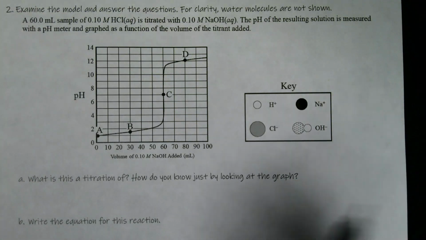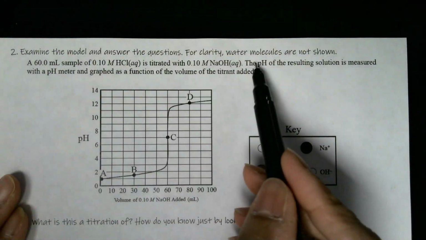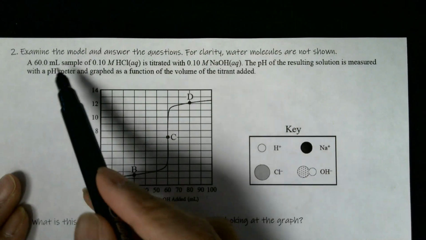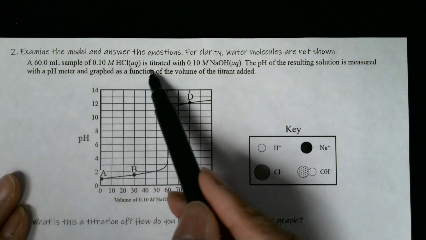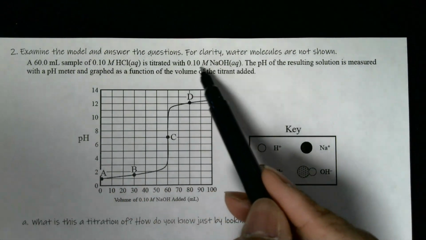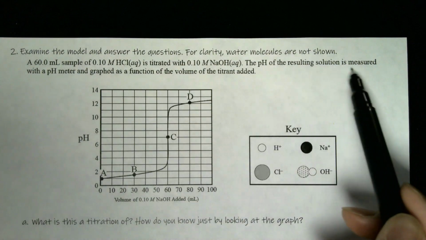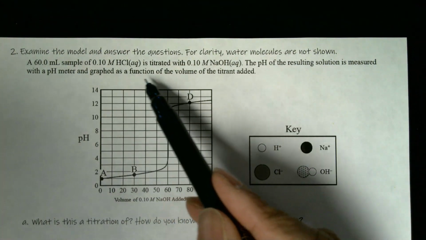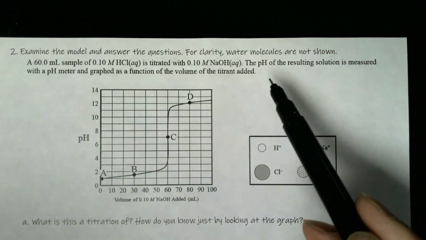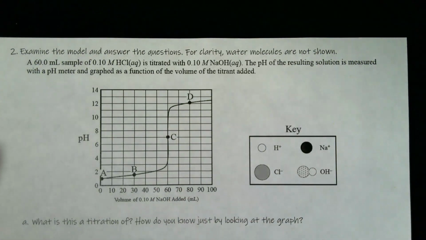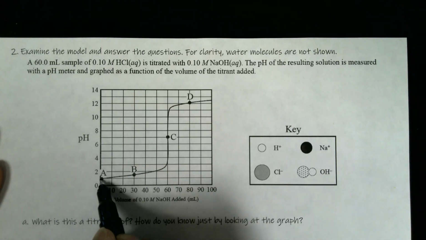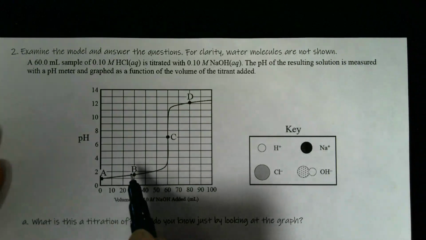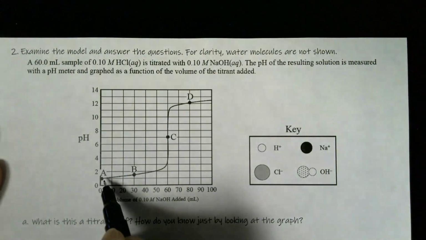So this next one here, we're looking at the model, and we're seeing that a 60.0 milliliter sample of 0.10 molar HCl is titrated with 0.10 molar NaOH. The pH of the resulting solution is measured with a pH meter and graphed as a function of the volume of the titrant added. So here in this graph, we're starting right over here. The pH of just the HCl at point A is about 1, pH of 1.